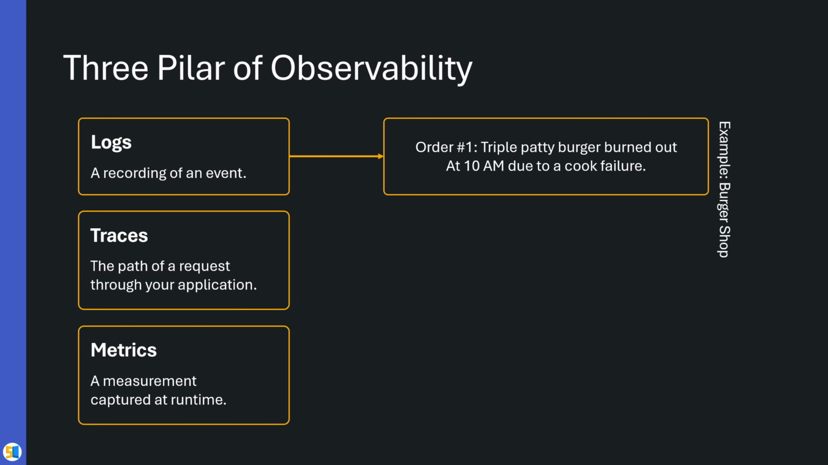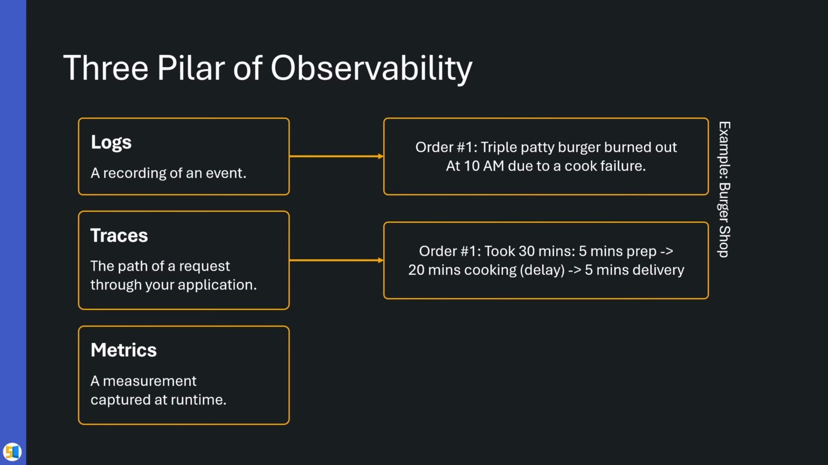So for example, if we have a burger shop and then we have a log of order 1, saying that the triple patty burger burned out at 10 a.m. due to a cook failure. So this information can be provided by logs.